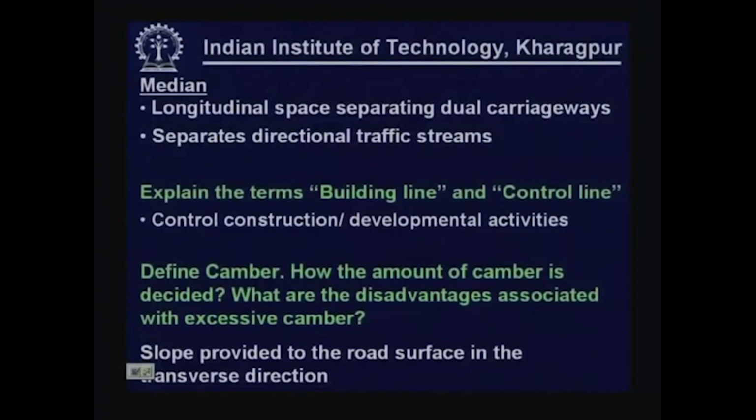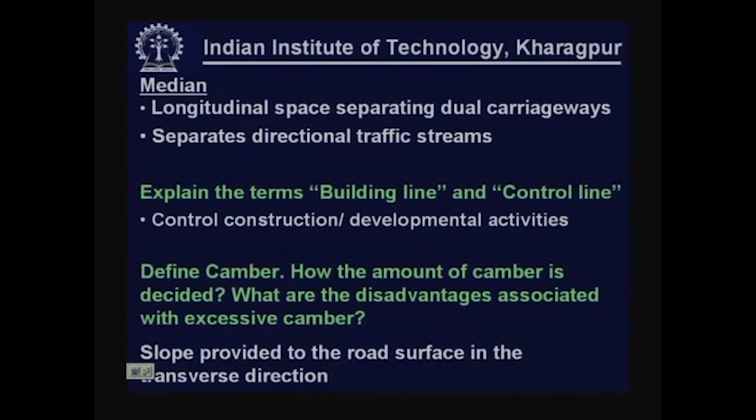Median is basically the longitudinal space separating dual carriageway. It separates directional traffic streams, so it enhances the safety and it works as a traffic control device.